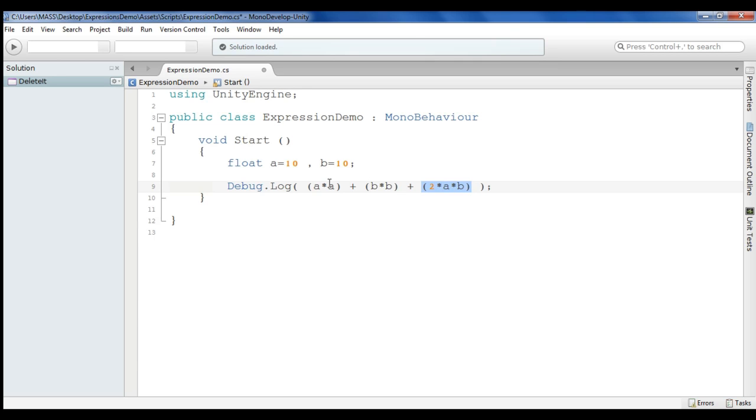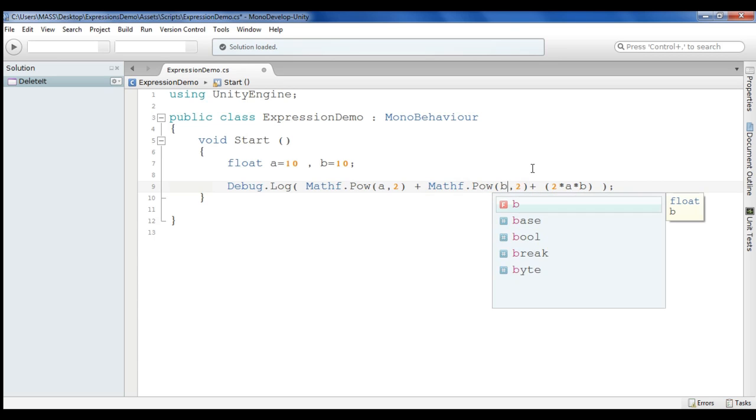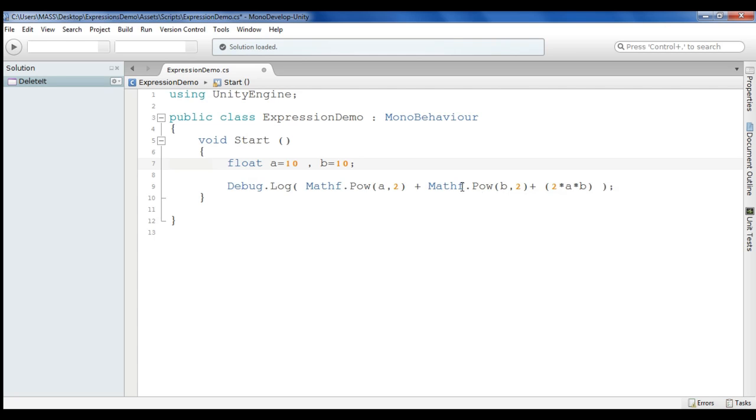Or you can use the mathematical functions. Instead of writing like this a into a, I can use Mathf.Pow of a comma 2, that is the same as a square, right? Now the same Mathf I can use over here, only I need to change a to b. This is going to be b square, a square plus b square plus 2ab. Now I hope you are understanding how the mathematical functions are handy when you are writing expressions.